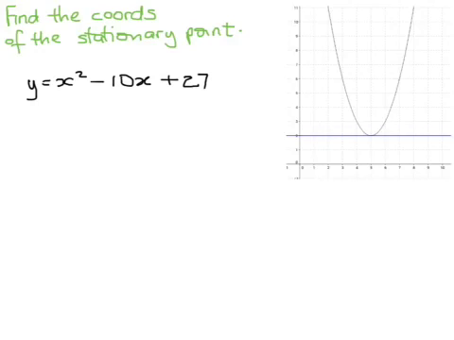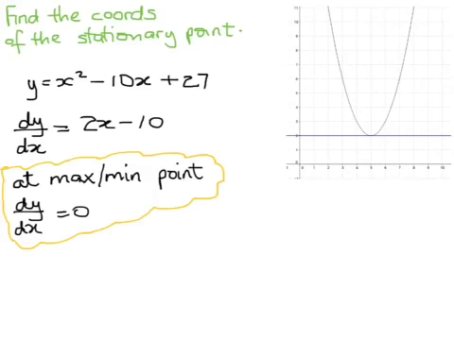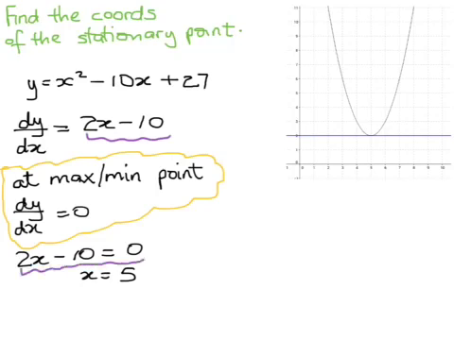y is equal to x squared minus 10x plus 27. We know that the gradient function is equal to 0 at the maximum or minimum point. So we say, okay, let's find the gradient function. So dy/dx is equal to 2x minus 10. And at the maximum or minimum point, dy/dx is equal to 0. So we say, okay, that means that 2x minus 10 is equal to 0. Because remember, this is my dy/dx. So here I go, dy/dx is equal to 0. Therefore, x is equal to 5. There we go, x is equal to 5.